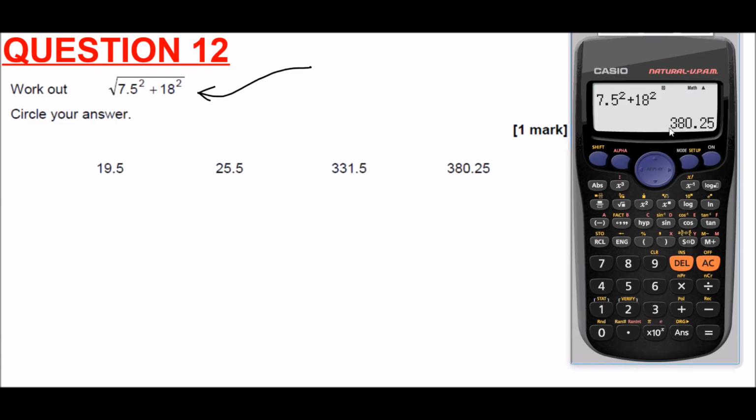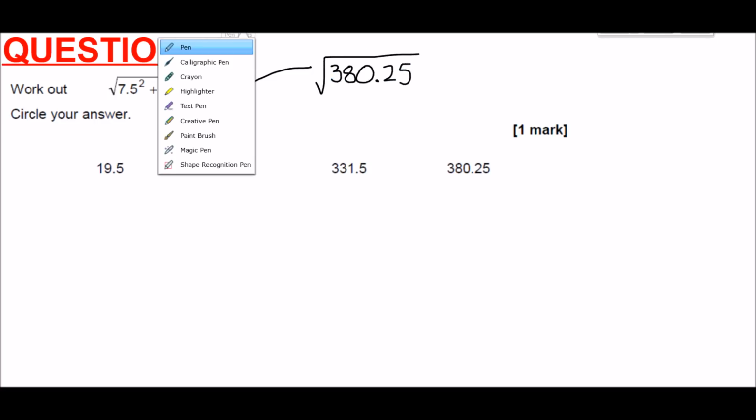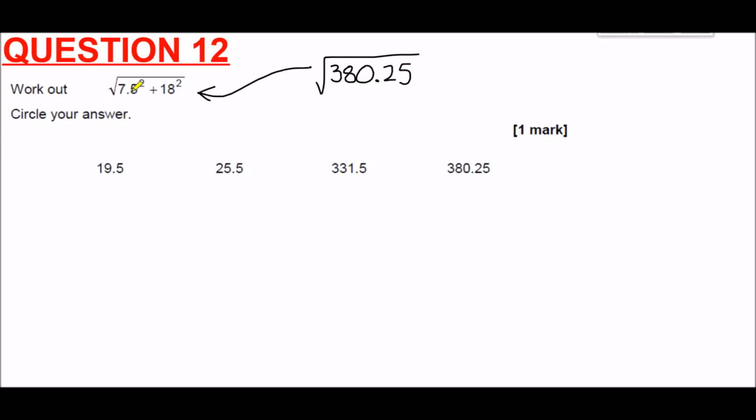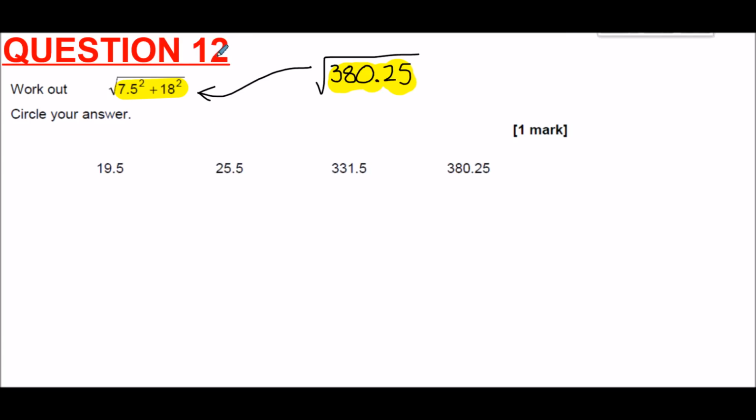So it's asking us for the square root of 380.25, because that bit underneath the square root is 380.25. Then finally, if we do the square root of that, the square root of 380.25, we get 19.5. So that's the one we need to circle.